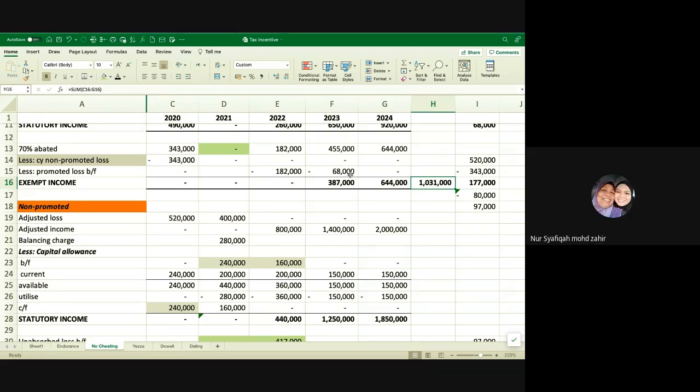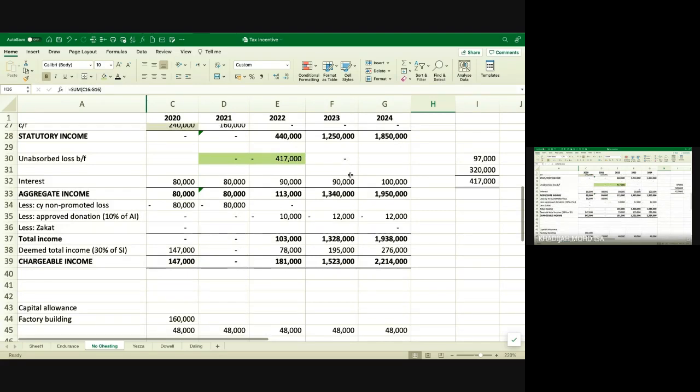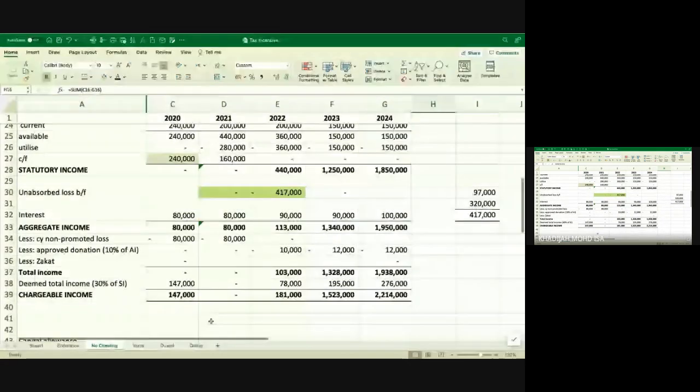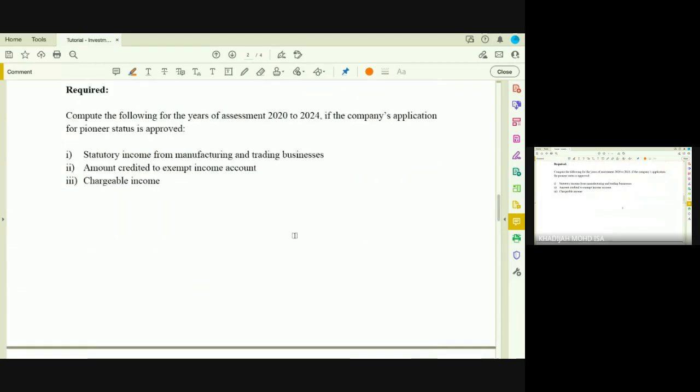Okay, madam. Wow, good. You can score full marks for this question. Alright. InshaAllah. Next we look into question number 3.